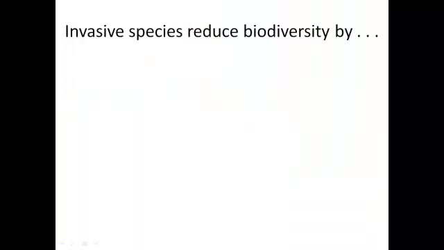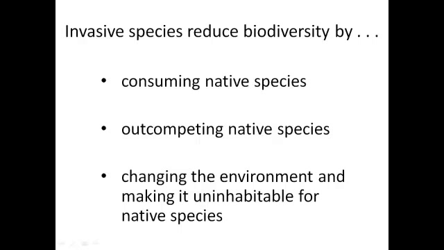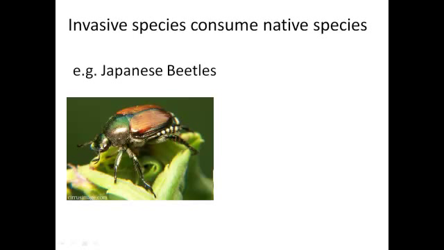Now, invasive species can reduce biodiversity in three major ways. First is by consuming or eating native species. They can also outcompete native species. And then lastly, they can change the environment in an area and make it inhospitable for native species. Those native species can no longer survive there. So let's take a look at some invasive species that consume natives.